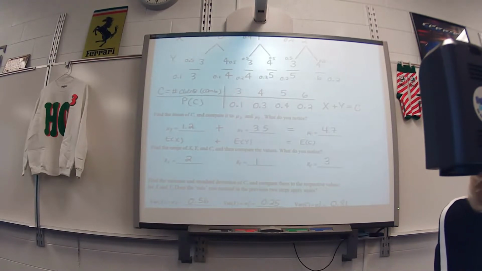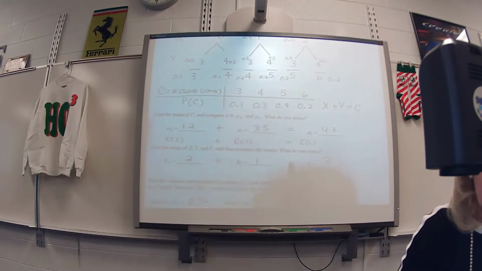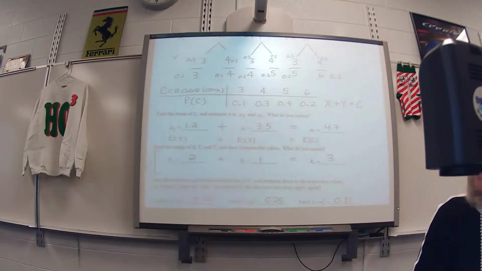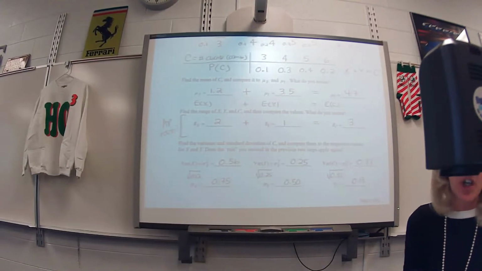What about the ranges? They follow too, right? 2 plus 1 makes 3. Now, I threw this on here because it does work. I'm going to call it AP rare. I'm not sure I've ever even seen that on the AP. But you should know, it actually does work for ranges too, but they don't usually talk about that.